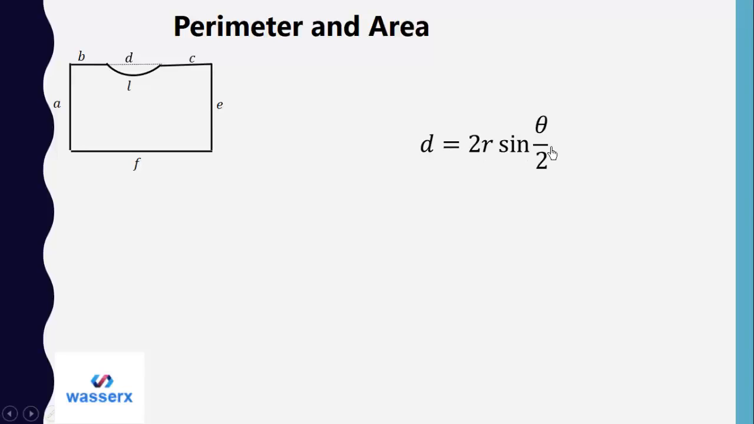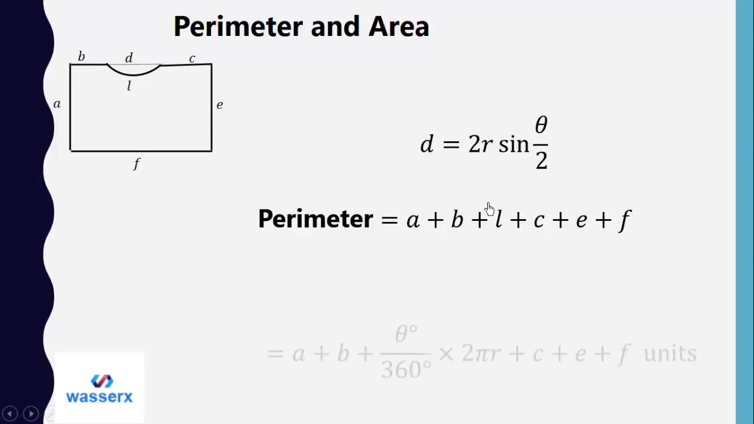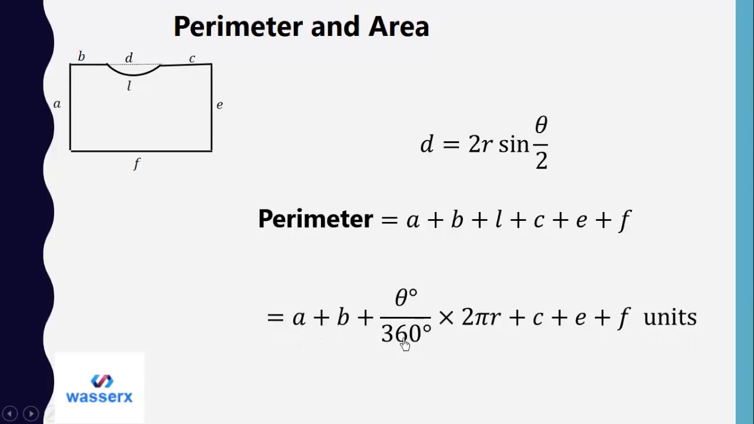We are going to use this length of the chord formula to determine our radius. That is what we are going to use to determine the perimeter. So the perimeter is given by this, but the length, which is L, is found using this over here. So we depend on the d to find the radius or the theta. Information will be given to us. Then we continue to find the length over here.